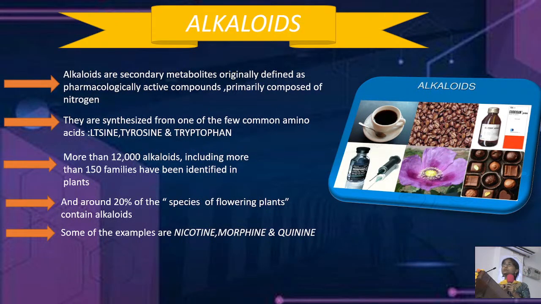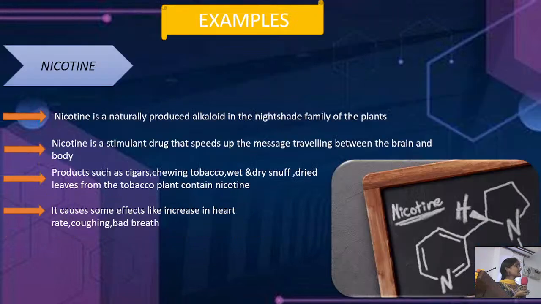Alkaloids are generally secondary metabolites. These are available and used for drug synthesis. The best example of an alkaloid is nicotine. It is generally produced in the nightshade family of plants. It can cause an increased heart rate, coughing, bad breath, and so on.